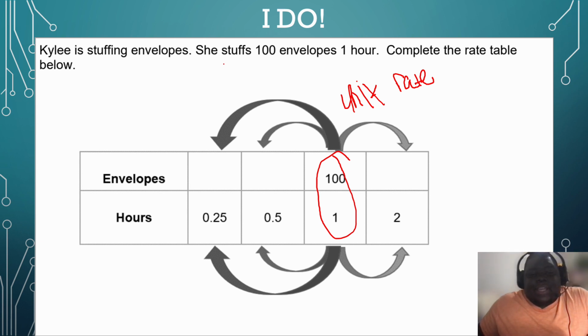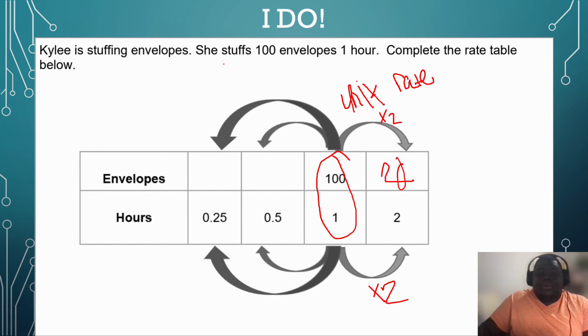If you look at the arrow, let's go to the right first. So let's go from 1 to 2. In order to go from 1 to 2, how do we do that? Right. We're going to multiply by 2. And whatever we do to the bottom, we do to the top. So what's 100 times 2? Right, 200.